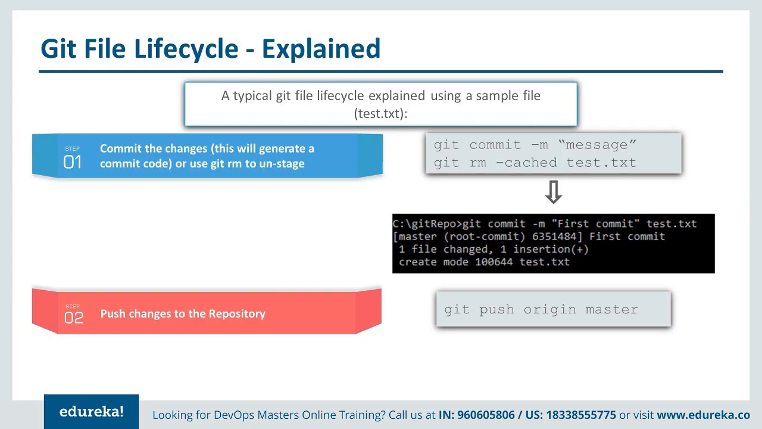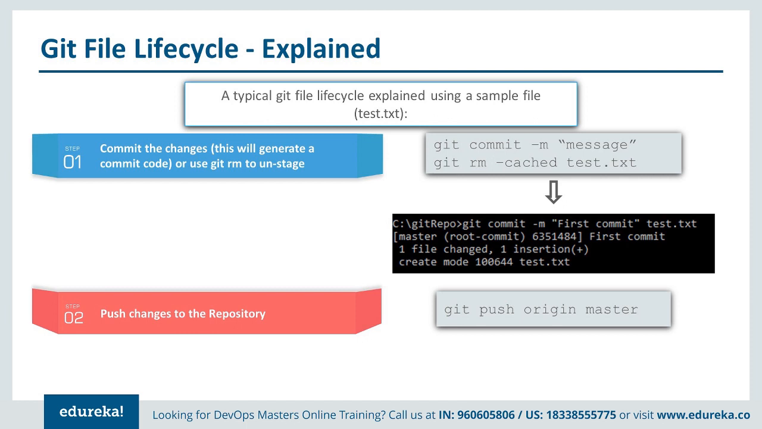Now once the file is in the staging area, you can either commit it or remove it from the staging area. To remove it, you can use git rm --cached test.txt, and to commit you can use git commit -m. M stands for the message option, and then you can write the message. You can finally push it to the remote repository by using git push origin master. Origin is the remote repository name and master is the branch name.